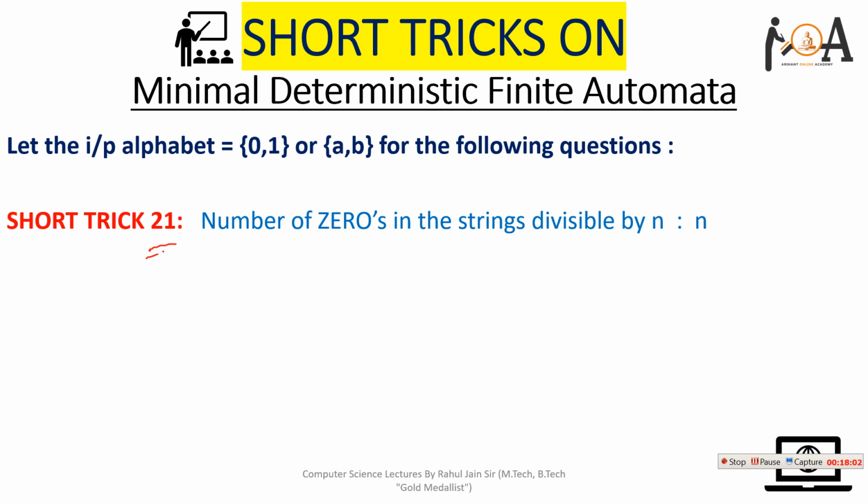Shortcut trick 21. The number of zeros in the string is divisible by n. In that case, n states would be required. Suppose I have a DFA which is taking a or b as the input alphabet, and I require that the number of a's in every string should be divisible by 5. In that case, 5 states would be there in its minimal DFA. Just use this shortcut trick.